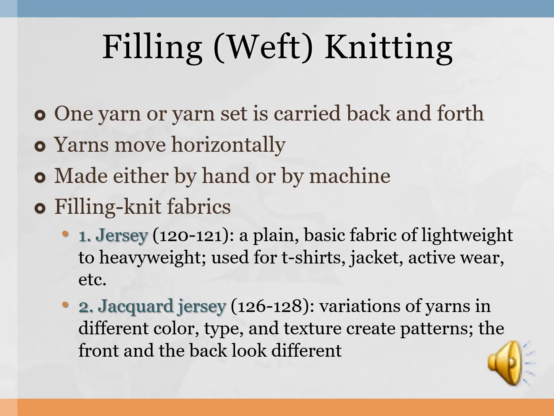there's variations in the yarn in terms of color and type to create the pattern, and that results in a front and back that look really different. So 127 and 128, and actually 126 as well, are examples of jacquard jersey, so you can see the patterns that are incorporated there.